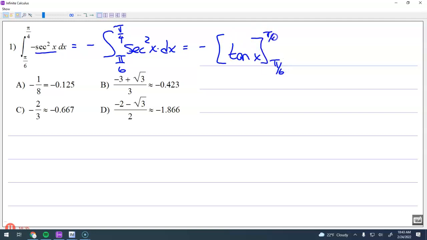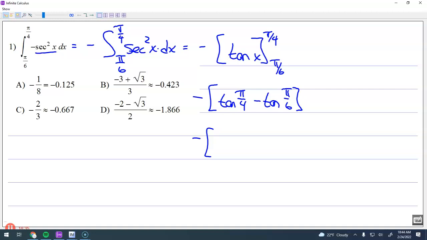Pi over 6 and pi over 4. So I gotta plug in. So it's gonna be tan of pi over 4 minus tan of pi over 6. So you could not stop there in the gateway because you have more left to do than just multiplication, addition, subtraction. I gotta figure out the tan of those things.